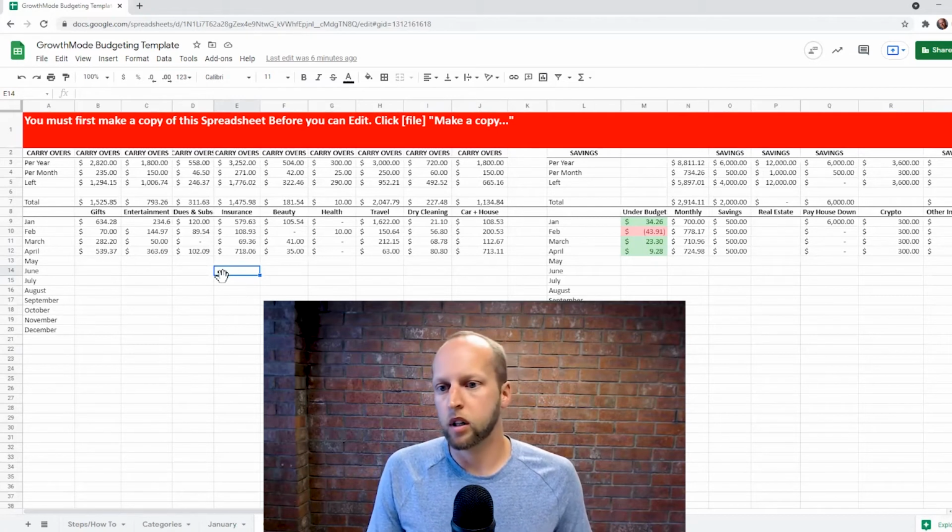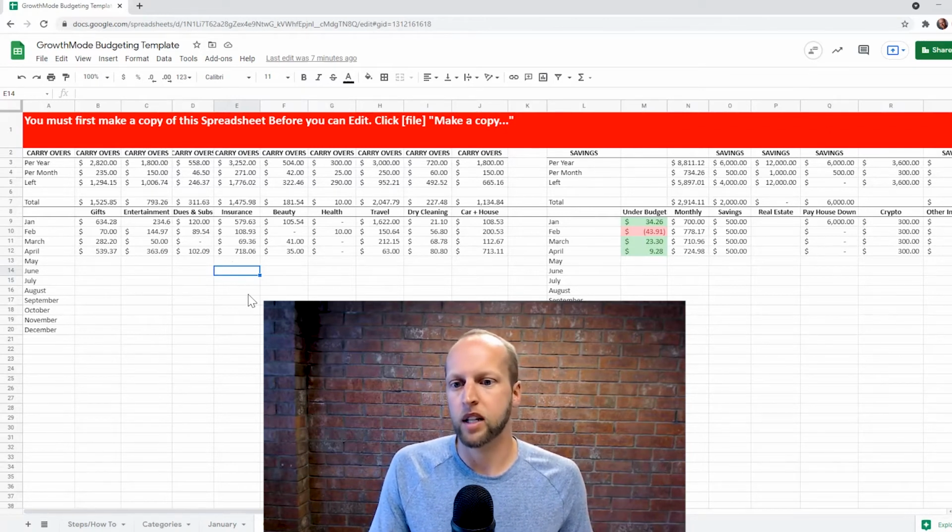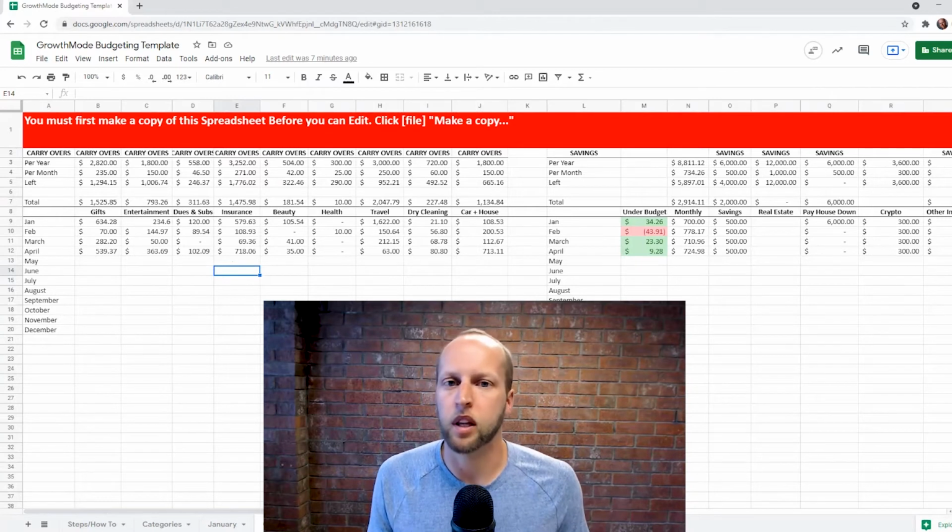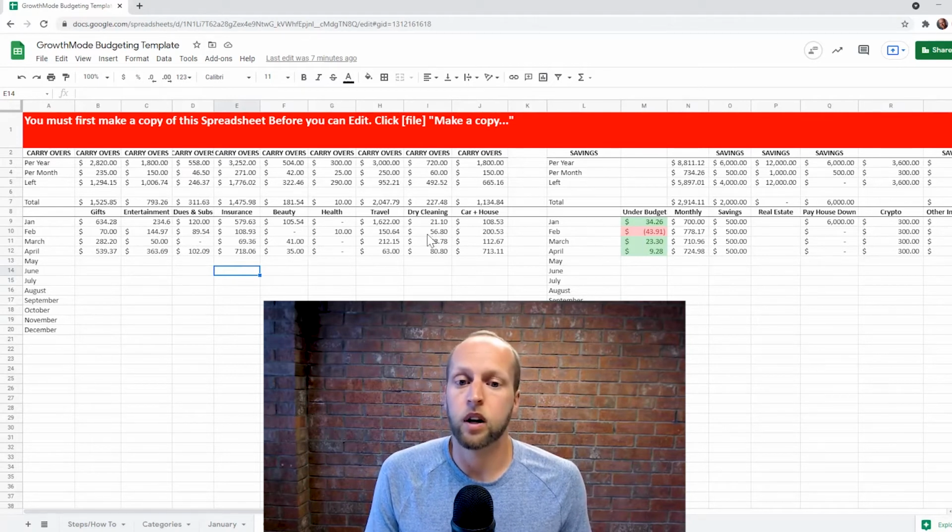Or maybe you're way under and you're saying, hey, we can reallocate that, or we'll just wait till the end of the year and we'll see what's left. And then we can always save that or invest that, or cover something that we didn't expect to come up. So these categories are the ones that we've identified that we've found work really well.